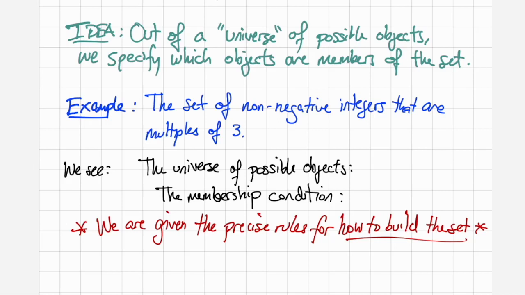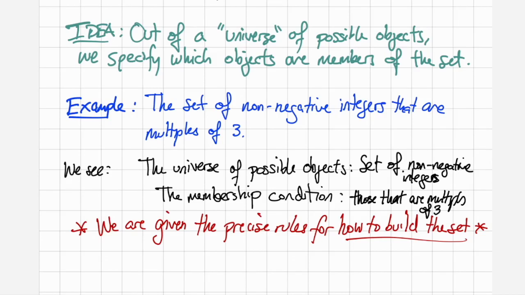Okay, so we see that the universe of possible objects is the set of non-negative integers. That's where the possible objects can come from. But of that total universe of non-negative integers, only some of them fit in our set. And that rule is that they have to be multiples of 3. Those that are multiples of 3. Okay, and so you can see here we're given the precise rules for how to build the set. And that's why this is called set builder notation.